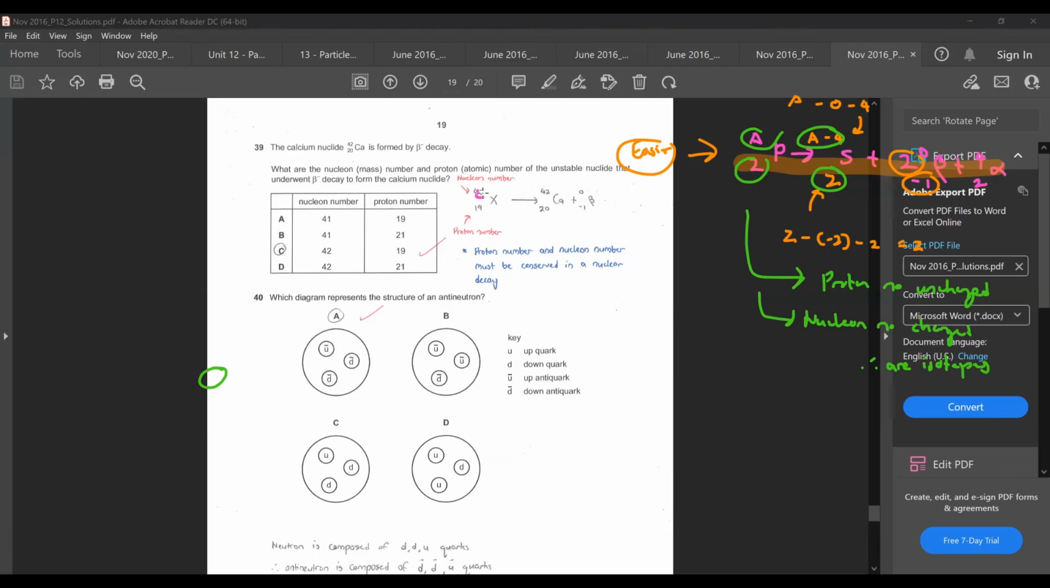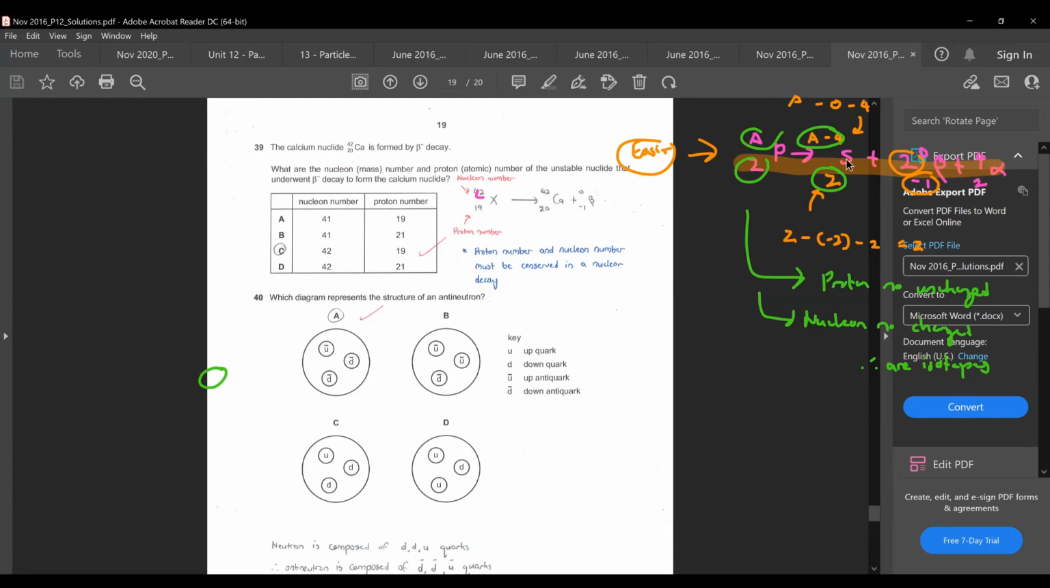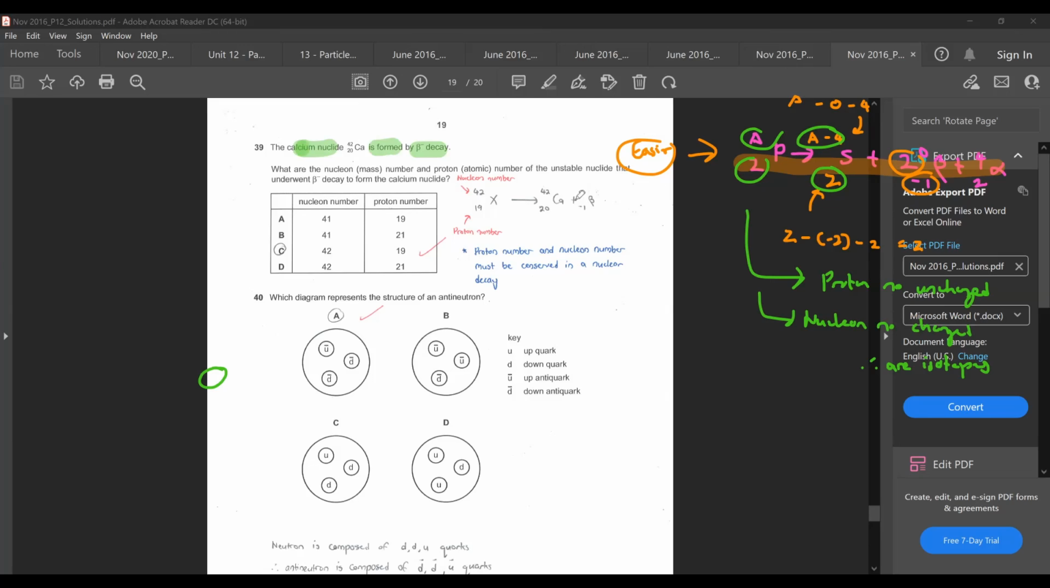They tell you the calcium nuclide is formed by beta minus decay. This one is actually your resulting nuclide, and it was formed through emission of beta minus decay. They want you to find out what was the unstable nuclei in the first place that underwent beta minus decay to give you the calcium nuclei. So this one is what they want. They want you to find out what is element X. So this one is pretty straightforward.